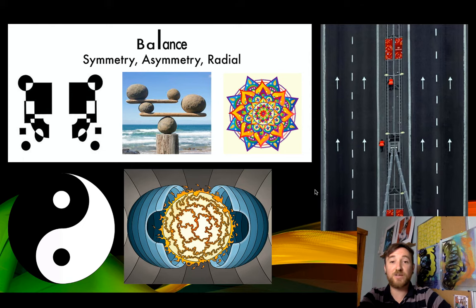And then there's radial balance, which means that it's the same all the way around. Think of mandalas, think of flowers as being radial. And again, thinking of the context of how we can have metaphor and aesthetic speak to this, the yin yang is a metaphor for balance in life. When you have asymmetrical elements, two contrasting elements coming together to make a whole, this would also be a good example of unity or harmony.